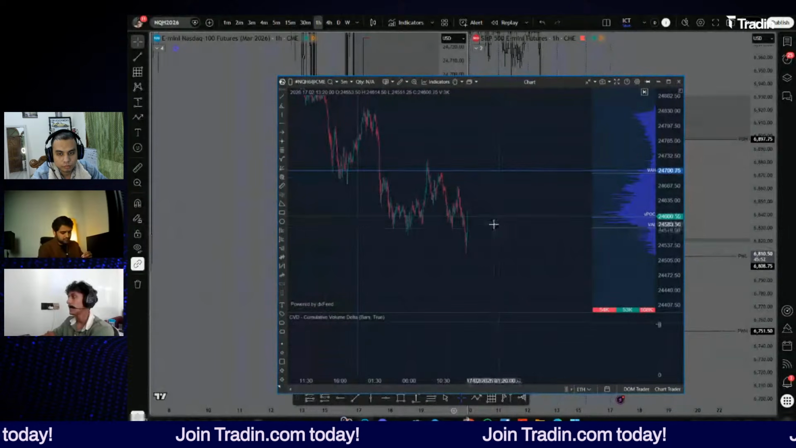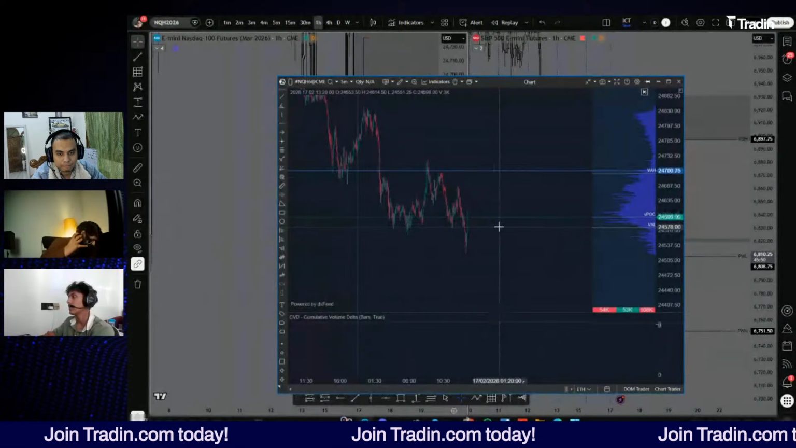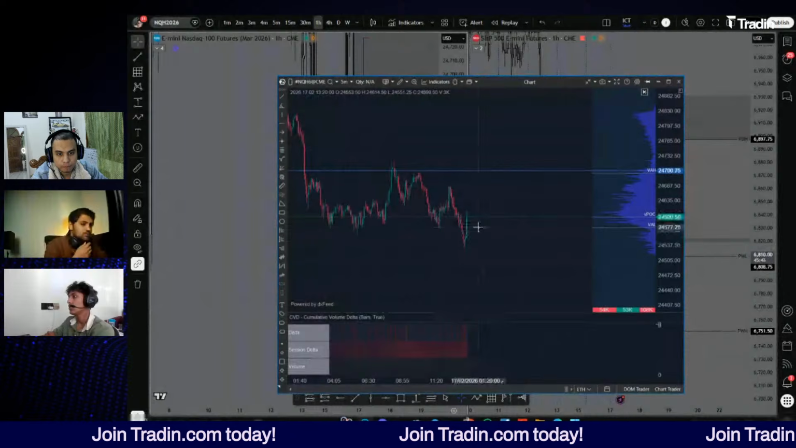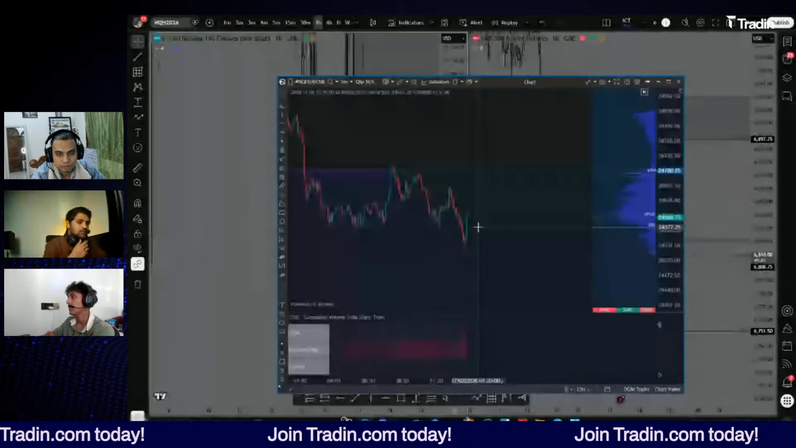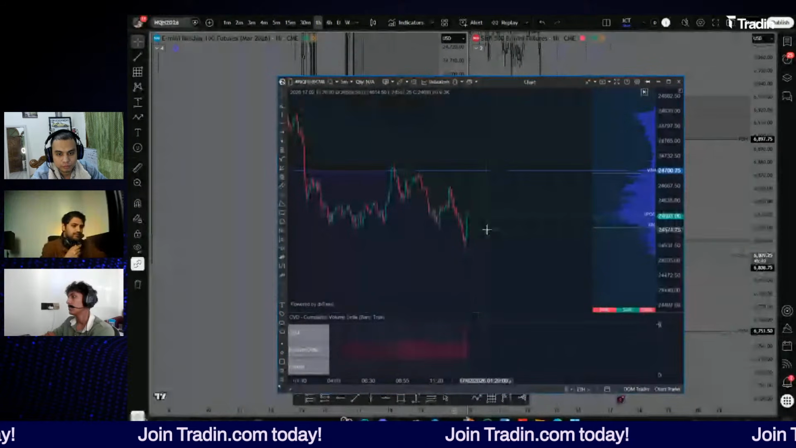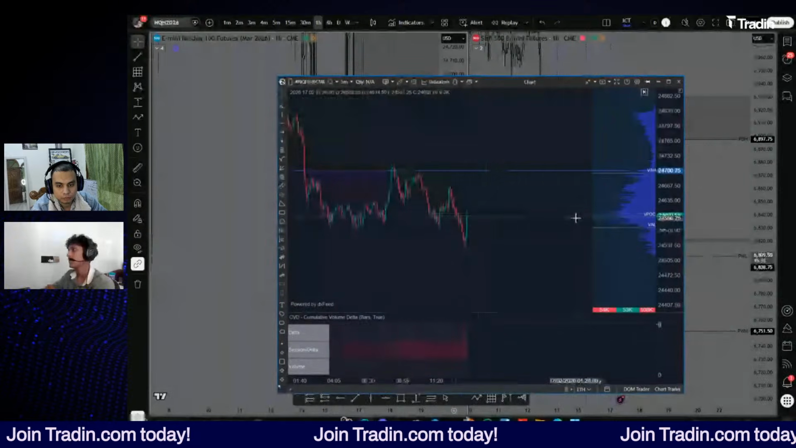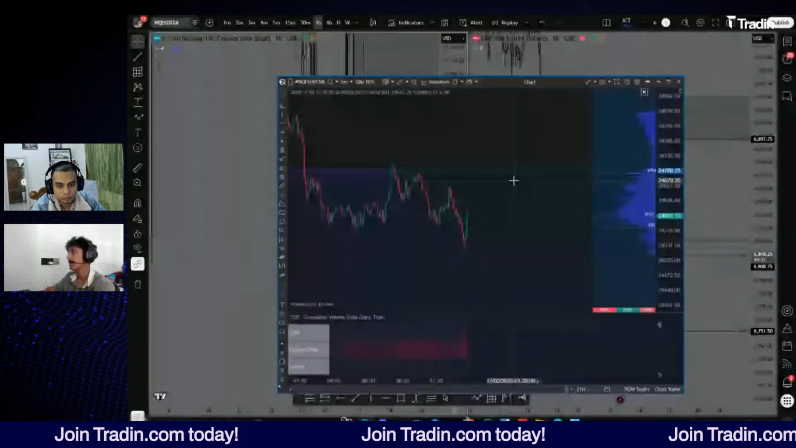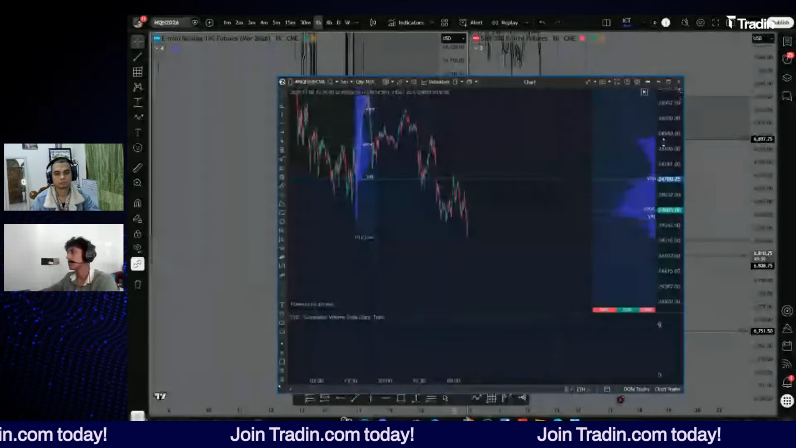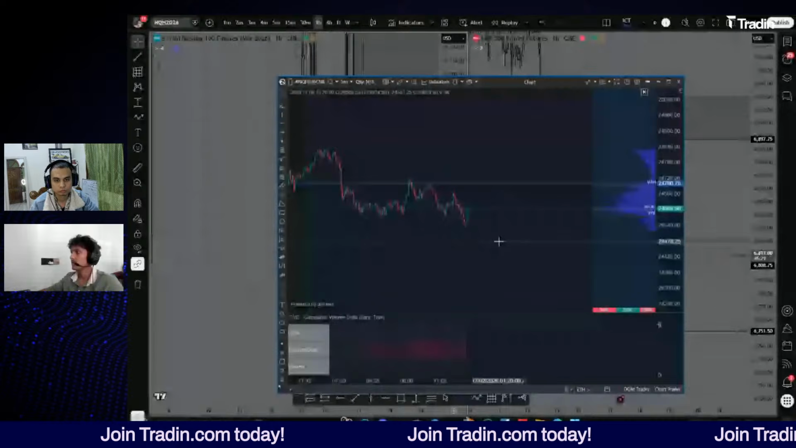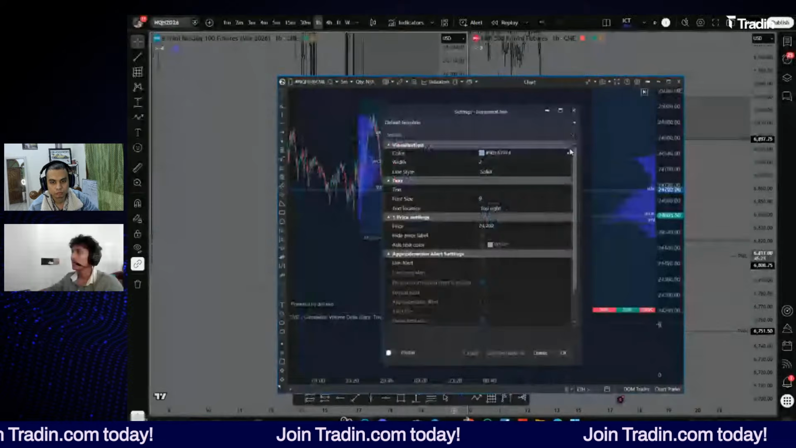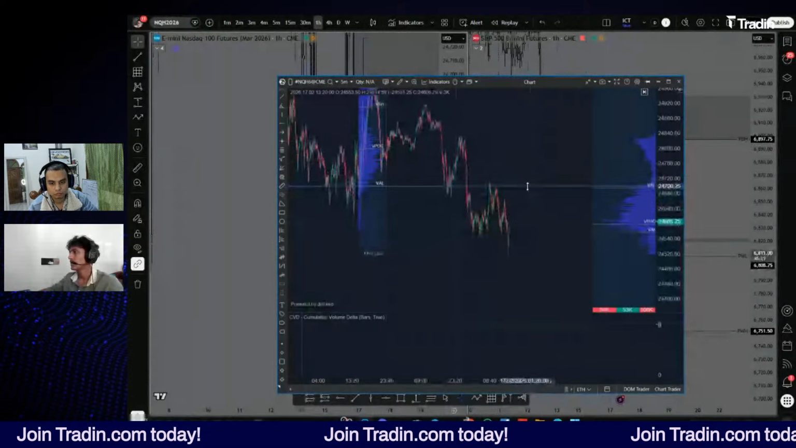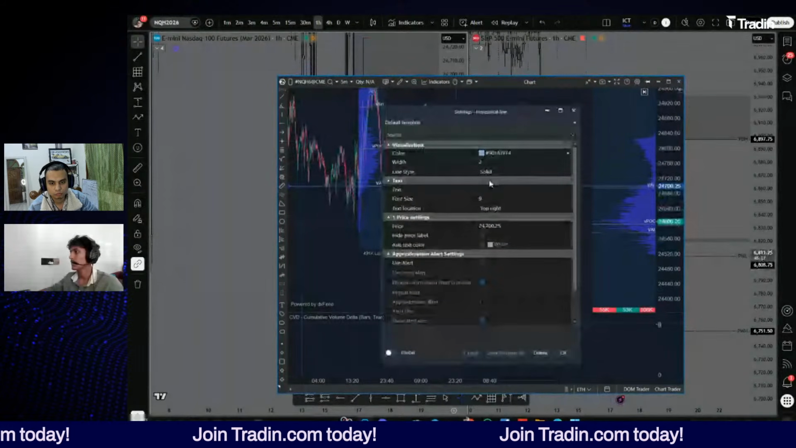So here we have one of the examples. It's a failed auction. We went below the value area low, and then we did not respect it, and we break back again. But if the point of control was a bit higher, we could use it as a target. So this is how I use the volume profile, and it's very accurate. It doesn't matter how you trade, it's just going to give you very strong levels that make you more confident in your execution.